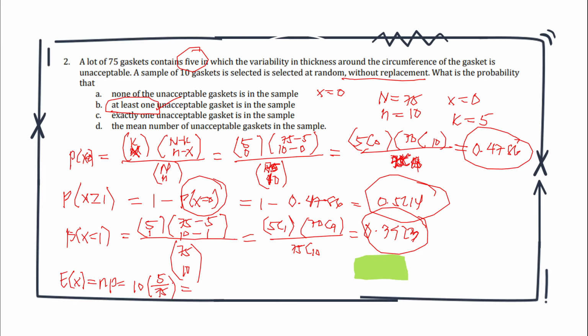So by the use of calculator, we have here 10 times 5 over 75. Or we can cancel out immediately, or we have here 2/3. Okay, 2/3. Or we can multiply 10 times 5 over 75. That is equal to 2/3. So that's it for number 2.